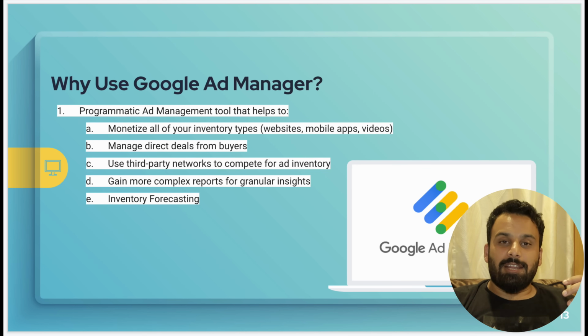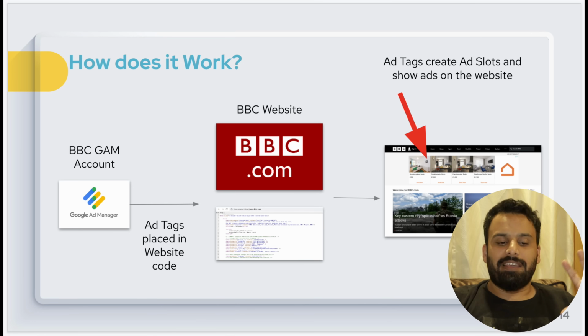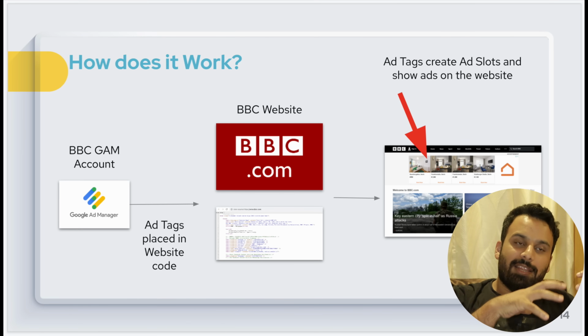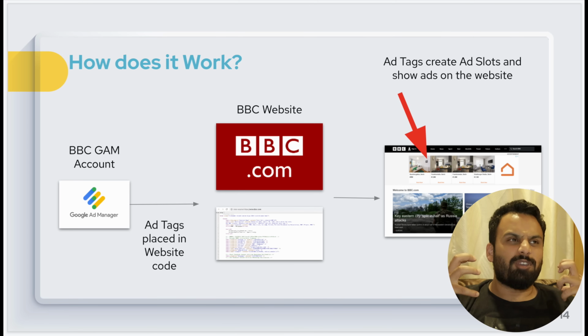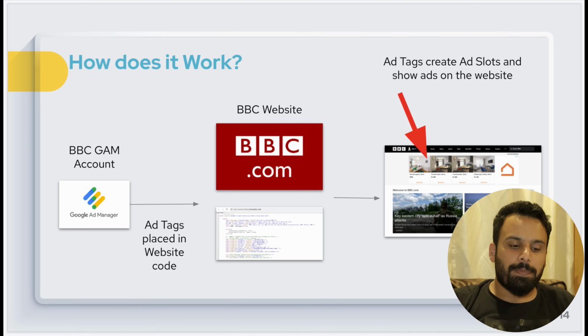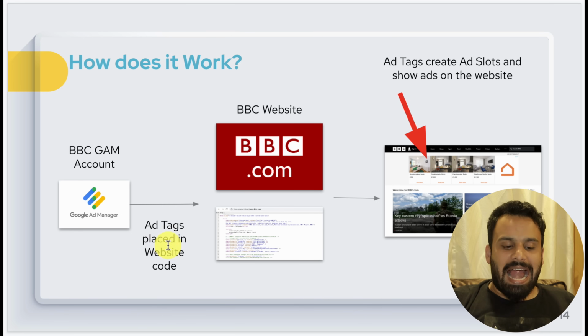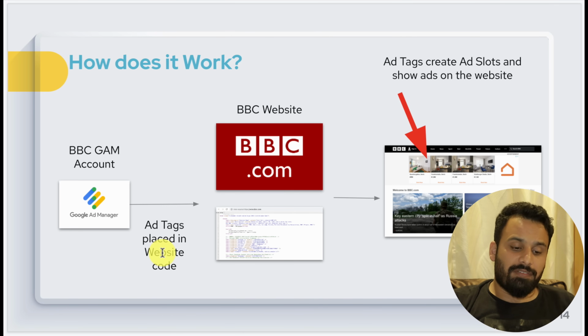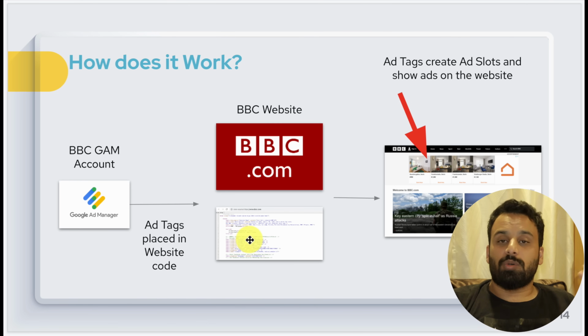Now, before we sign off from this video, I just wanted to give you an idea of how Google Ad Manager actually works. I know that the whole course is about that, but just to give you an idea. So for example, this is BBC's Ad Manager account. What they do is they generate something called ad tags, which is like HTML or JavaScript code, and they place it in the backend of their website, in the source code of the website.